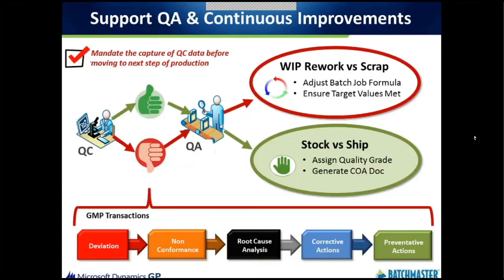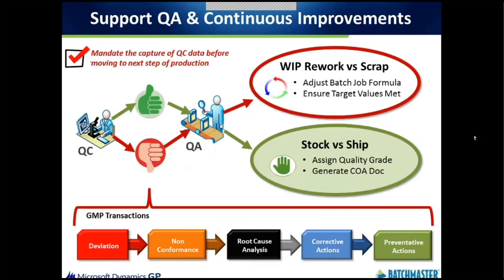So with that said, the QA has a number of tools to determine whether a batch job needs to be reworked to avoid scrapping an entire batch job. So we can rework. And when you rework and you're going to adjust the batch job, we're going to ensure that the label claims are still met and we're capturing all the deviations in that particular job for auditing purposes.